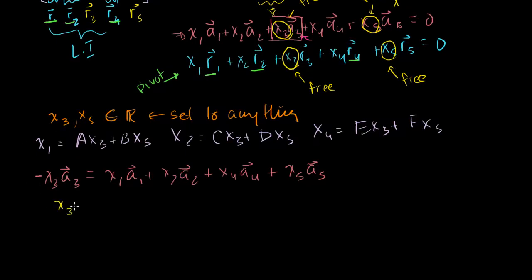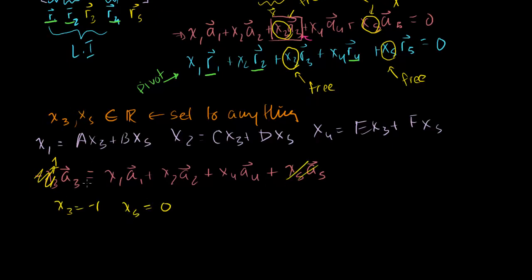So if we set x3 equal to minus 1, then this term right here becomes a 1, right? Because that was minus x3. And let's set x5 equal to 0. So if x5 is equal to 0, this term disappears. And I did that because x5 was a free variable. I can set them to anything I want.